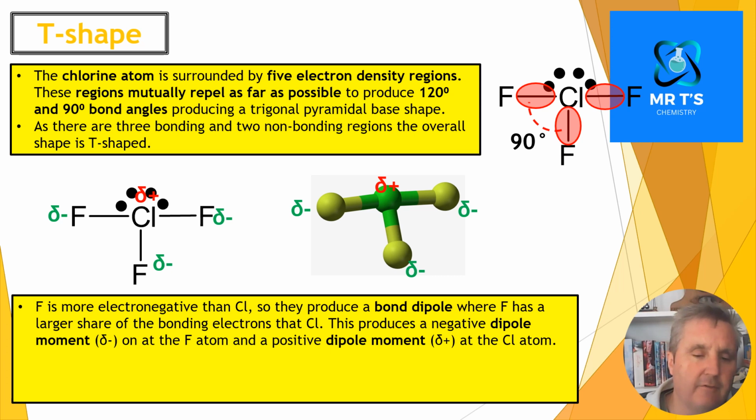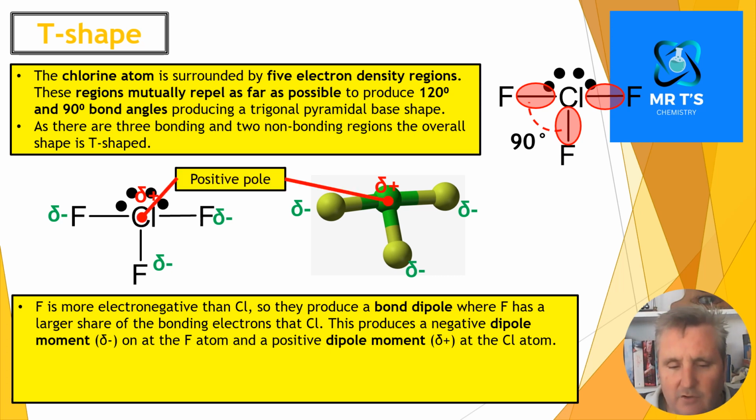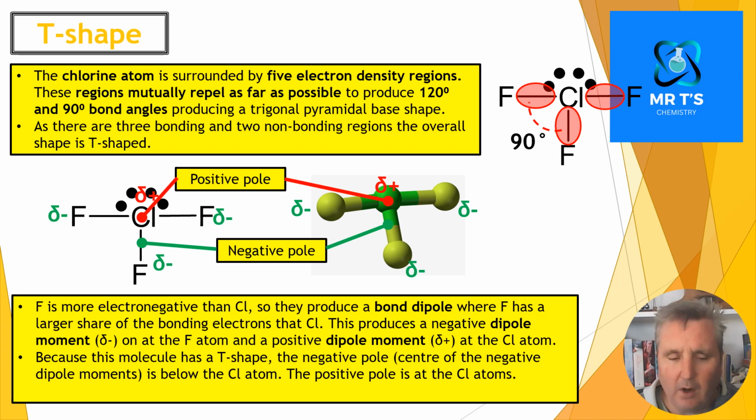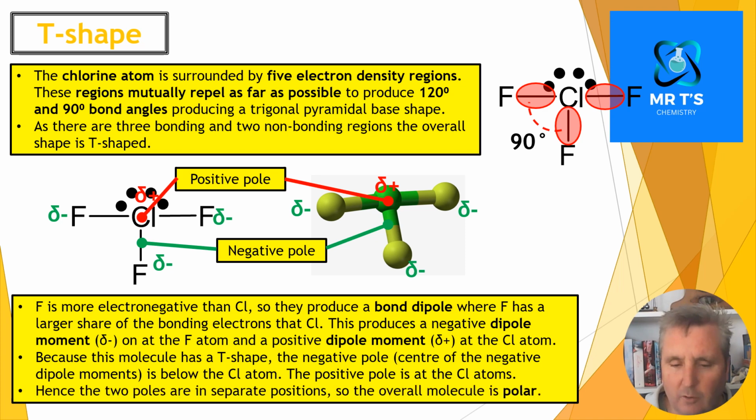Now when we look at the fluorines and how they're arranged, if I was to draw a triangle between these three negatives, the center of the triangle is right here, and that's the center of where these negative dipole moments are, the negative charge. Now you'll notice that the center of the negative charge is here below the chlorine, and the positive charge is right in the middle of the chlorine. These are said to be the poles, the center of the positive and the center of the negative. It's the positive pole and the negative pole. Now because these poles are in two different places, this molecule is said to be polar.